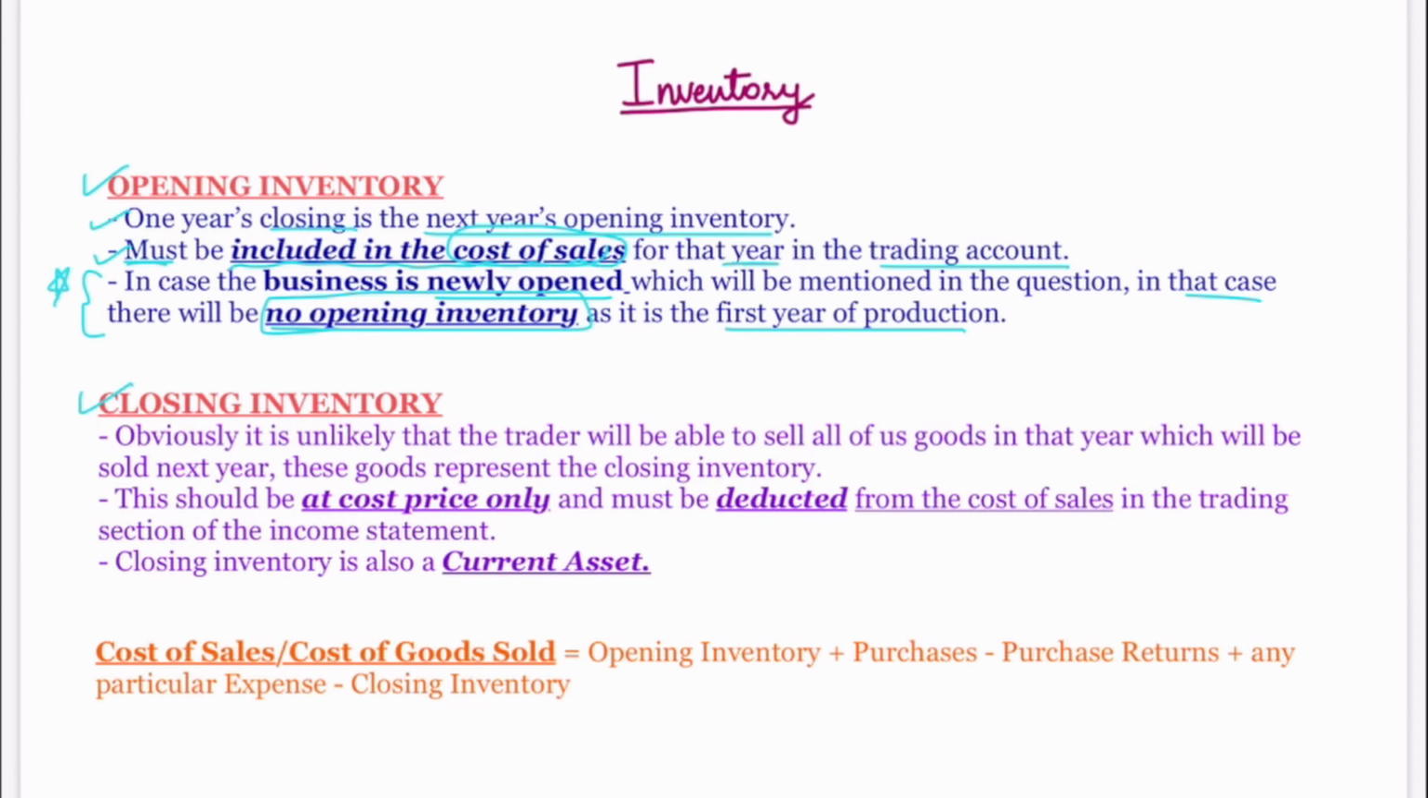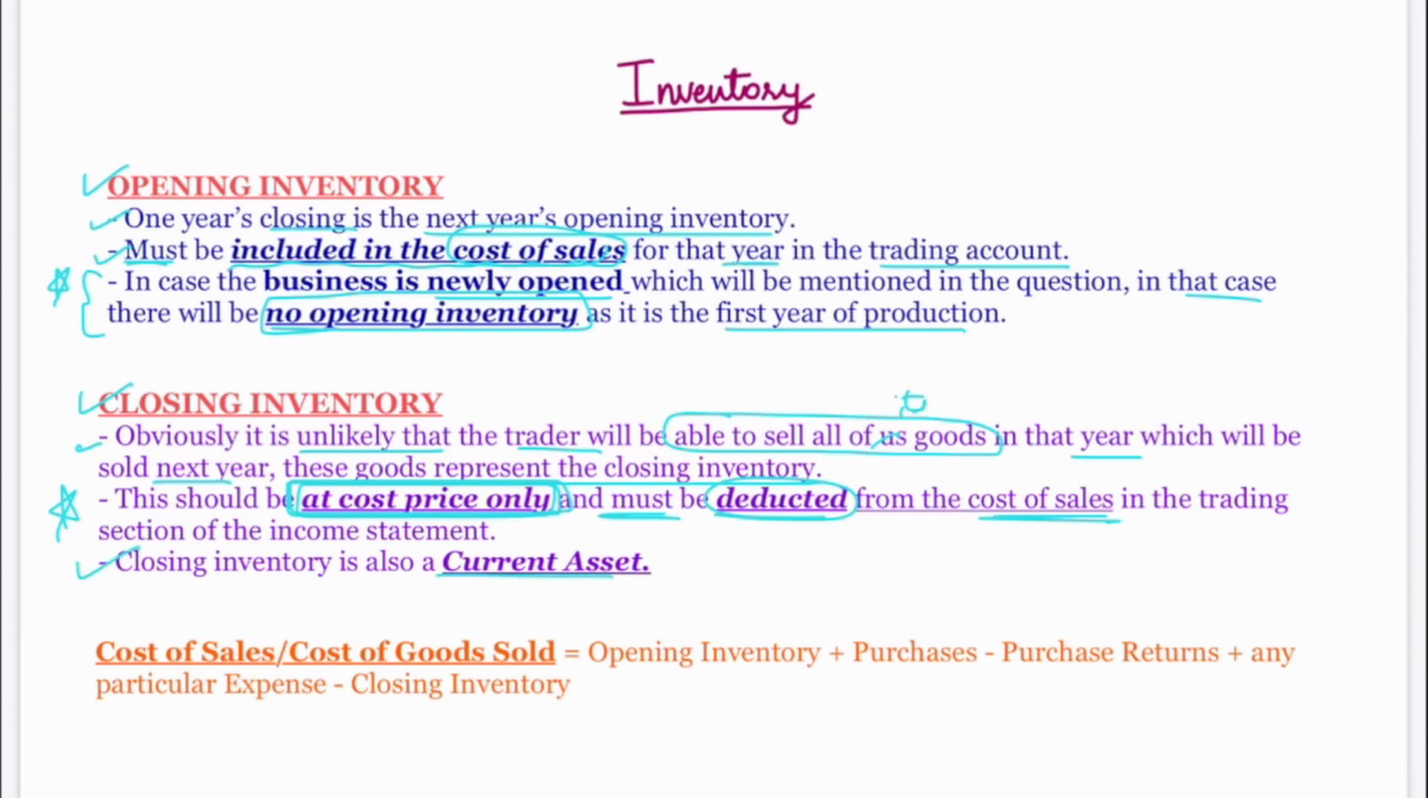Obviously, it is unlikely that the trader will be able to sell all of its goods in that year, which then will be sold in the next year, and these goods represent the closing inventory. Now this is an important part. It should always be at cost price only. This is very important, and it must be deducted from the cost of sales in the trading section of the income statement. Closing inventory is also a current asset.